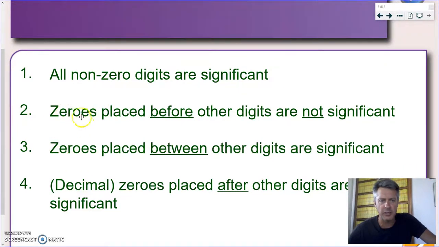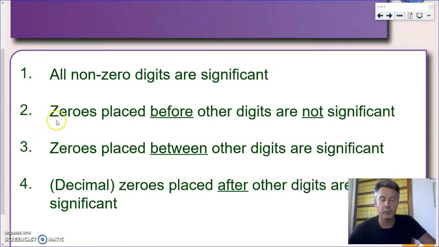How about zeros? Unfortunately, zeros are not as important, or well, they were discriminated a little bit with respect to non-zero digits. So let's see rules from 2 to 4, starting with rule 2.